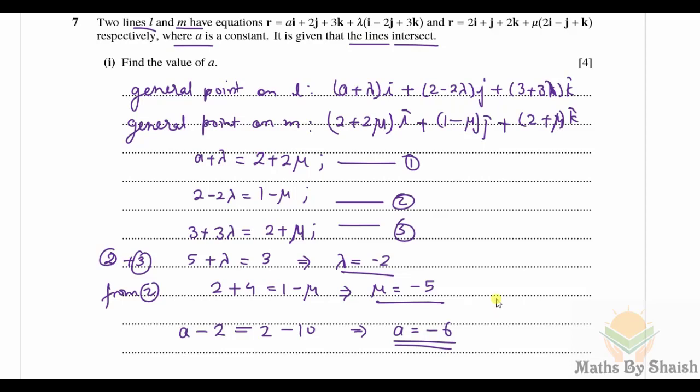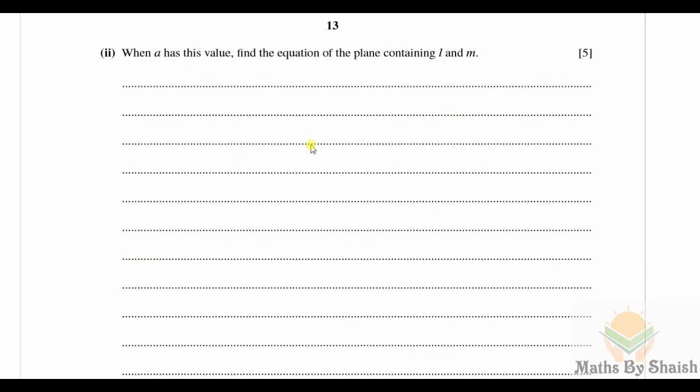Let's do the next. So here's the second part. When a has this value, that is when a is equal to minus 6, find the equation of the plane containing L and M. Now it is not in the syllabus, though we can do it by equating the line equations, and then we'll find the values of lambda and mu. We'll eliminate lambda and mu to get the equation in x, y and z. So that's not in the syllabus, so I'll not do it.